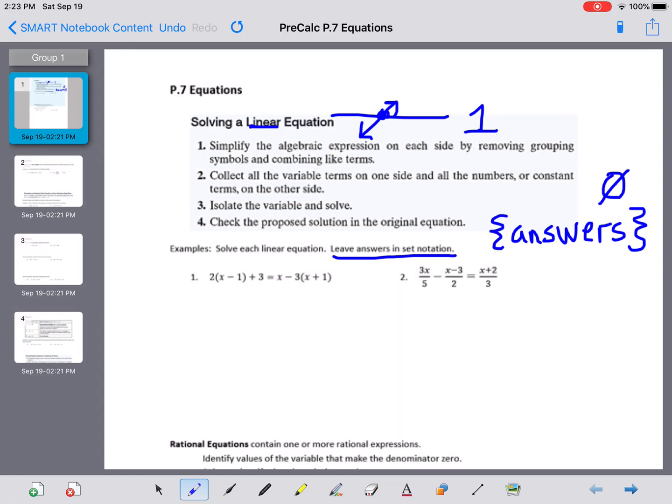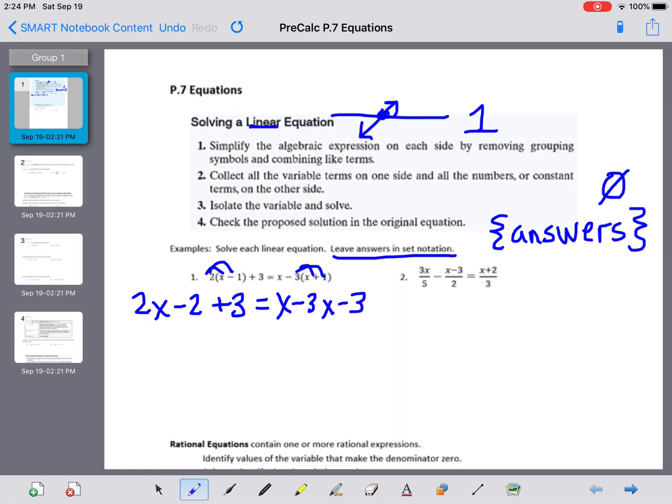I see a lot of parentheses in there, so let's do some distributing to get rid of that, and we'll go from there. So I'm going to distribute on both sides here. 2 times x gives me 2x. 2 times -1 is -2. We still have a plus 3 on that side. On the right side, I have x. -3 times x is -3x. -3 times 1 is -3.